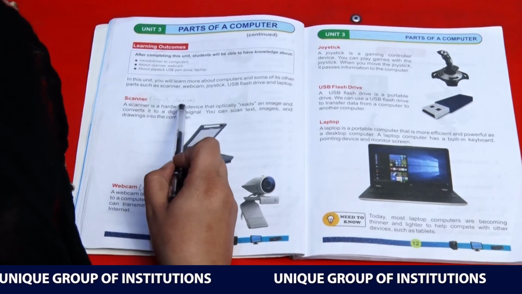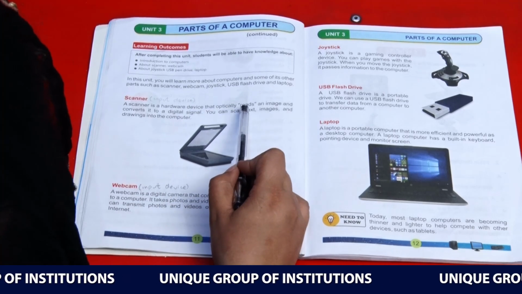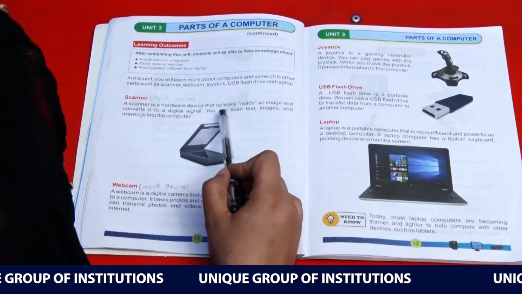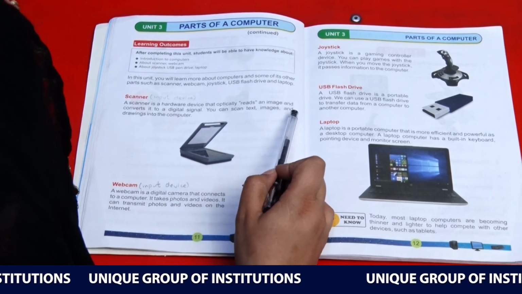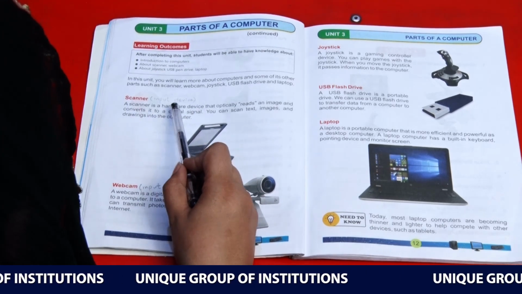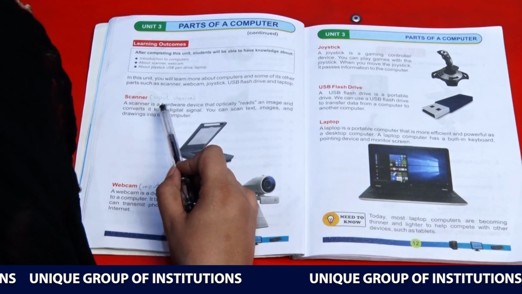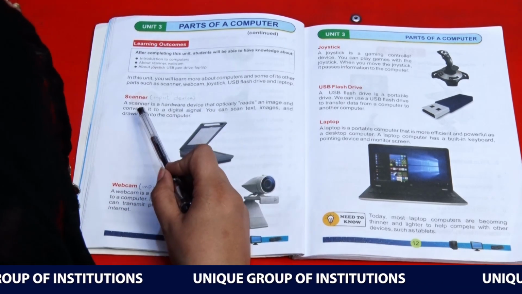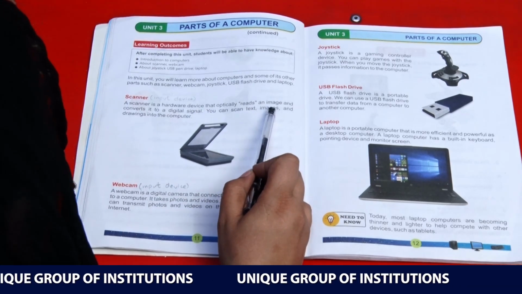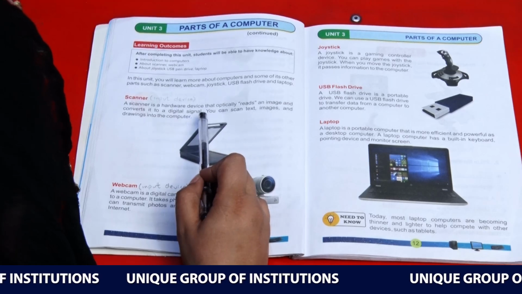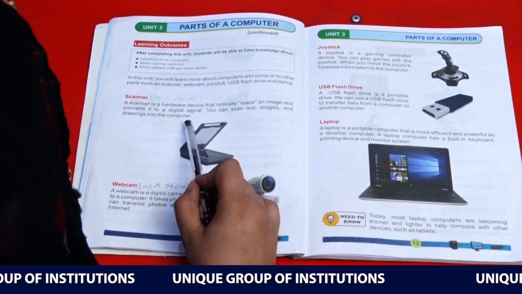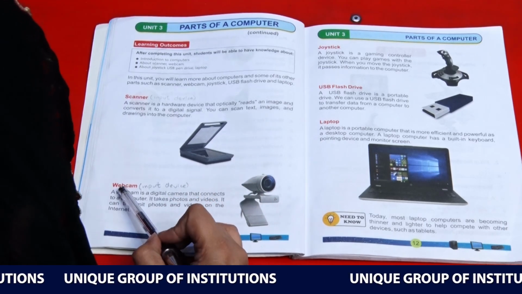A scanner is a hardware device that optically reads an image and converts it to a digital signal. You can scan text, images and drawings into the computer. You know that a scanner is also an input device because it gives information to the computer, and its function is to convert any document, text, image or drawing that is in a hard form into a digital form. So our next topic is webcam.